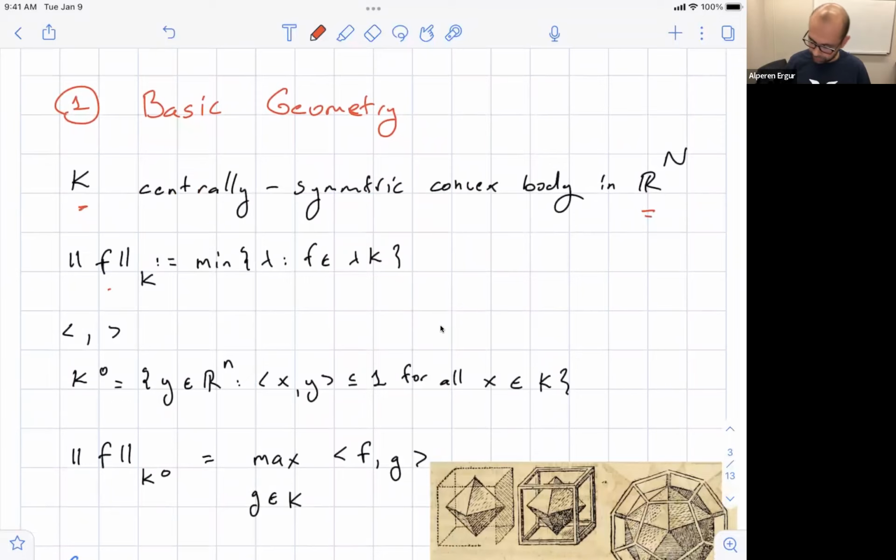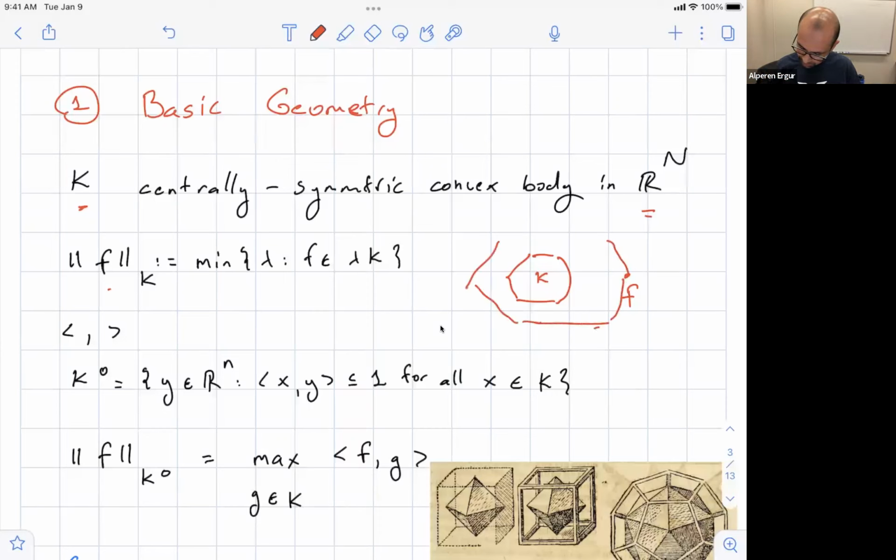So how does it work? Let me try to illustrate this. Let's say this is my convex body K, and I have an F here. This F is not inside this convex body K. Now I'm going to try to enlarge my K to include F. Suppose I enlarge it, like, twice, and there will be some bad drawings.